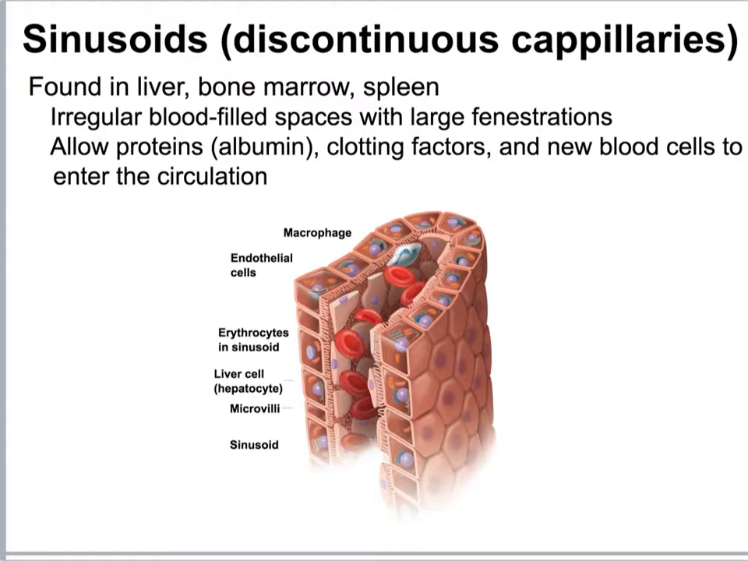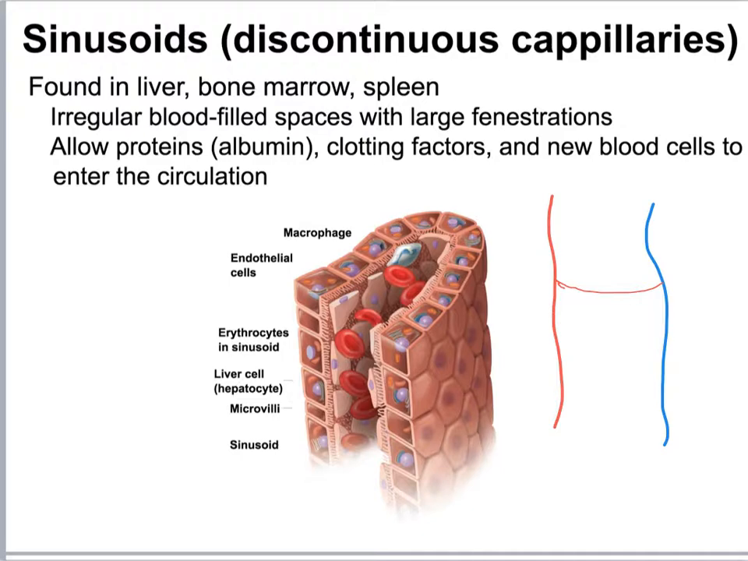Last, we have what are called sinusoid or discontinuous capillaries. So the other two types of capillaries were both continuous. One was called continuous, the other was a fenestrated continuous capillary. Basically what continuous means is that you've got your arteriole, your venule, and your capillary goes from one to the other, all right? So it's continuous. It's got a beginning, it's got an end, and stuff can enter into the beginning and then go through to the end, like a road.